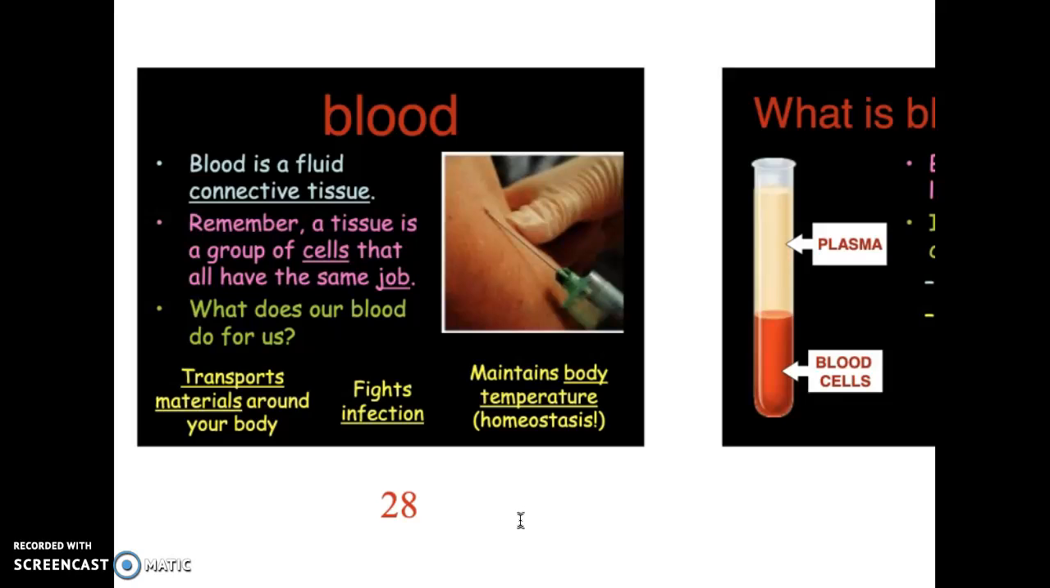It can transport various materials around our body from one place to another. It fights infections, but most importantly, it also maintains our body temperature. Remember, when you have a fever, your body temperature normally goes up, and that's because at that time it's fighting an infection. It's fighting an infection to make sure it gets rid of the diseases, and after that your body normally comes back to its regular temperature. This is the function of the blood.